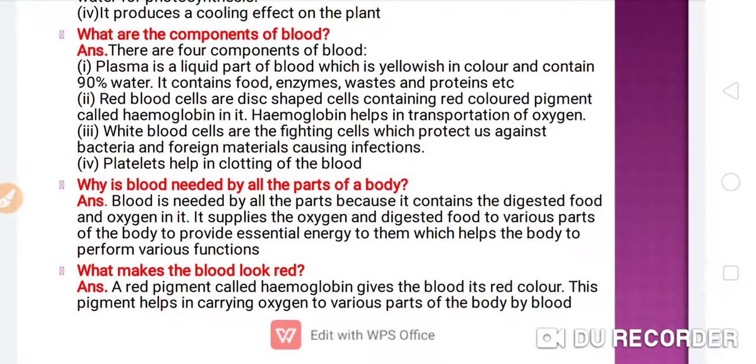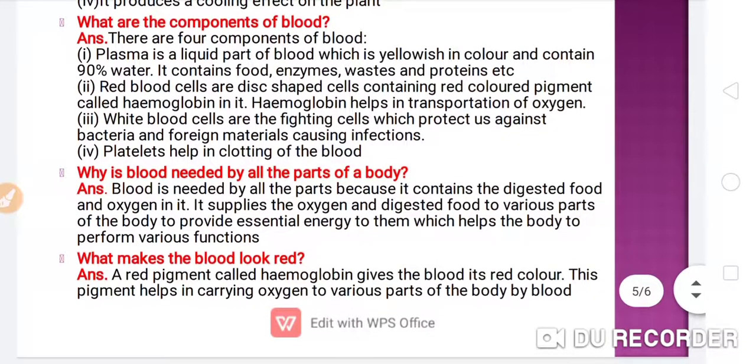Now what are the components of the blood? So there are four important components of the blood. Number first, plasma. Plasma is the liquid part of the blood which is yellowish in color and contains 90% water. It contains food, enzymes, wastes and the proteins, etc.